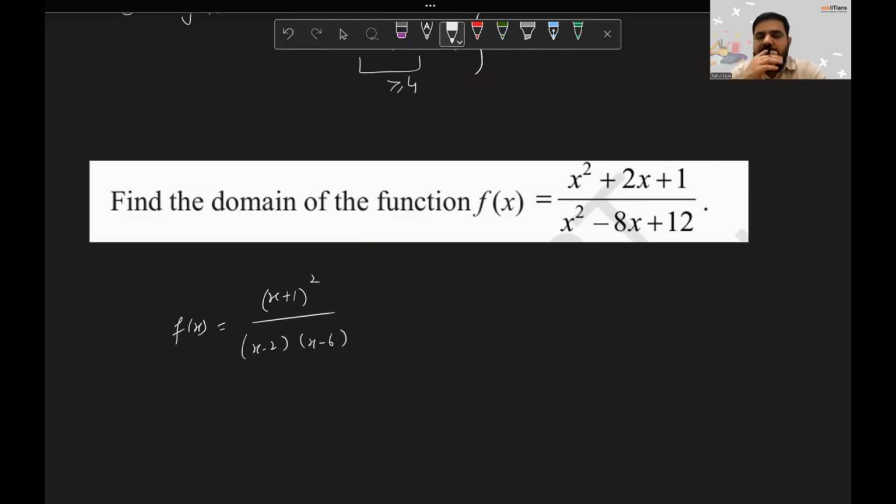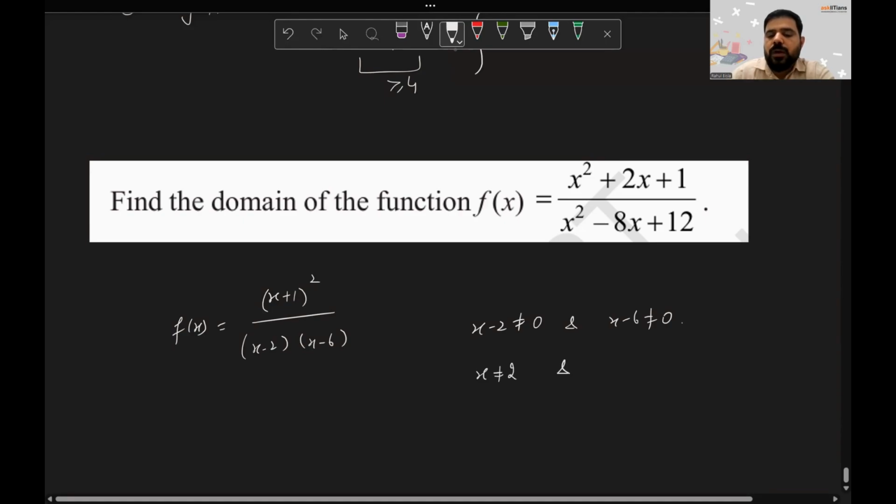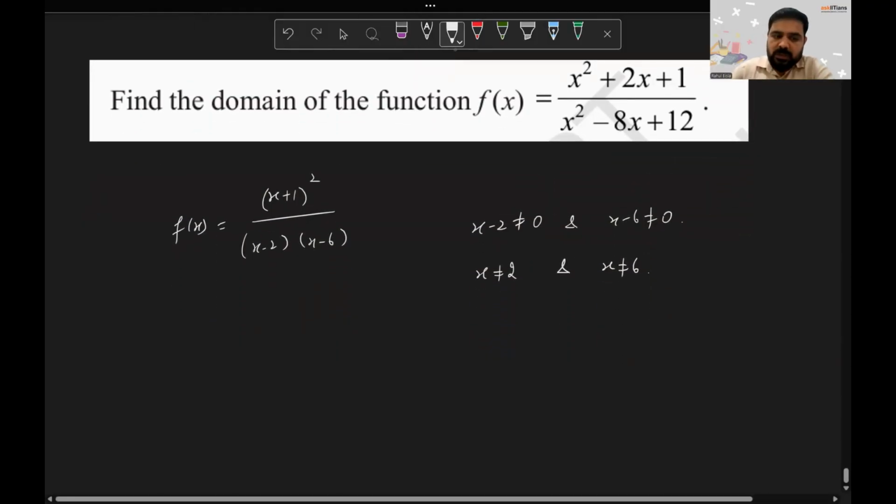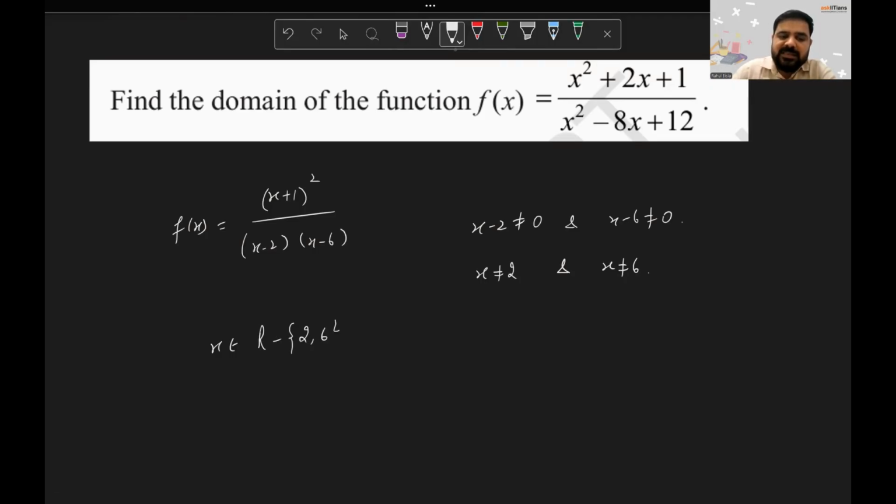Right now, numerator is defined, denominator is defined, but it might be becoming 0 at a few points. So we'll have to remove those points. What are those 2 points? So x minus 2 can't be 0 and x minus 6 can't be 0. So this tells us that x can't be equal to 2 and x can't be equal to 6. Other than these, whatever value of x you take, the function will be defined, and the function will not be defined for 2 and 6. So this gives us the domain as x belongs to the set of all real numbers except 2 and 6.